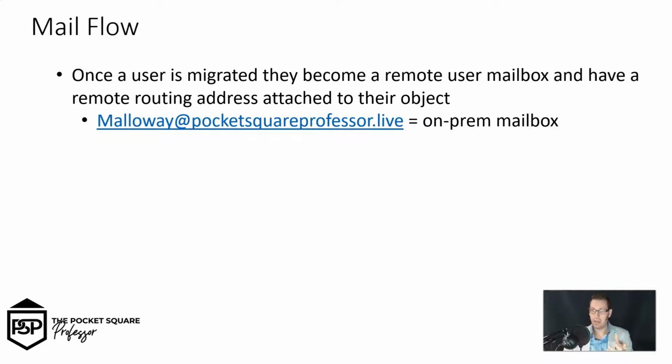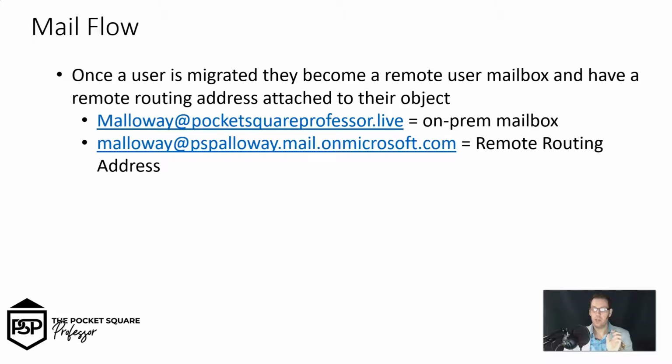So right now my email address, again, is malloway@pocketsquareprofessor.live, which I still have on premise. And even if I do get changed over to a remote routing address, my primary doesn't change. My primary email address doesn't change. The only thing that changes is that we get this remote routing address attached to my mailbox that says basically, if Exchange gets a piece of mail, forward it to this address here. This will go through that scoped send connector and be delivered up in Exchange Online. So the remote routing address is important because this is all about SMTP routing.